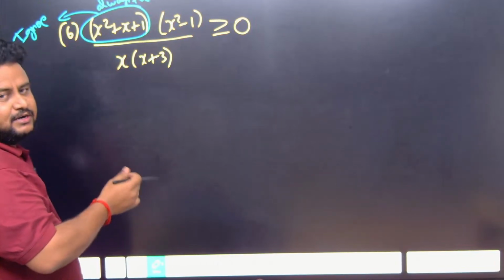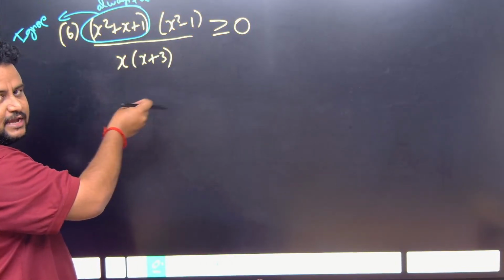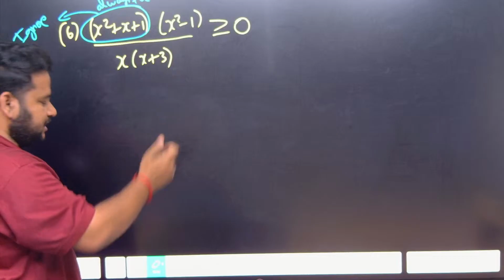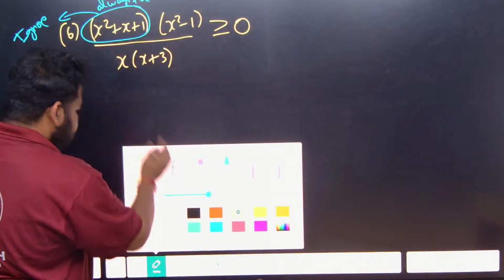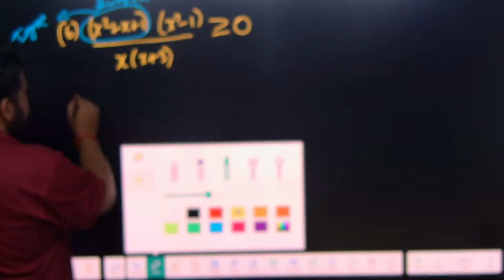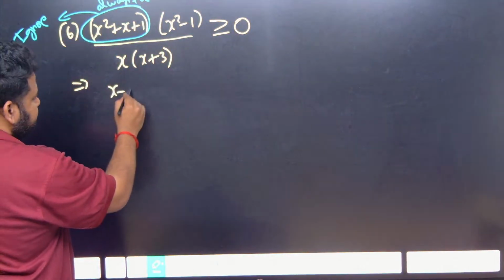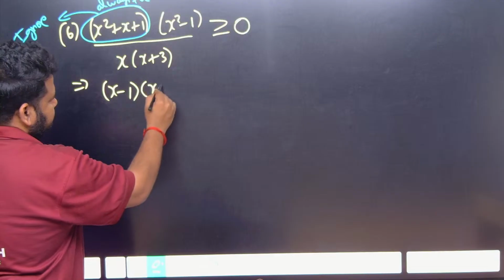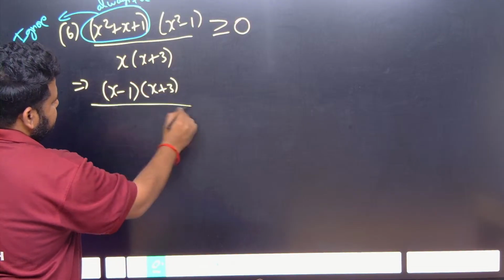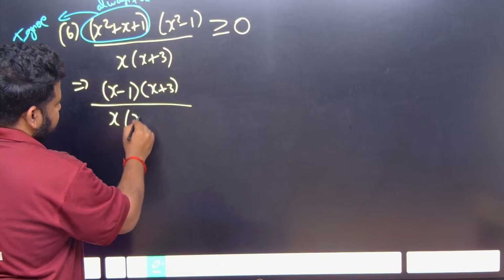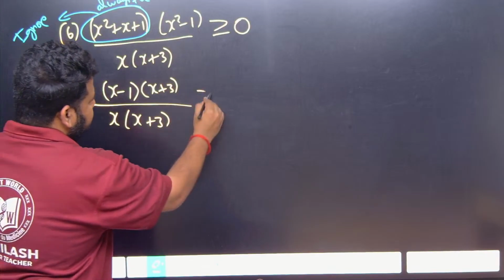I can write it as what? This is of the form a square minus b square. I can write it as a plus b into a minus b. So leave this x square plus x plus 1, and I can write x square minus 1 as x minus 1 into x plus 1, divided by x into x plus 3, is greater than or equal to 0.